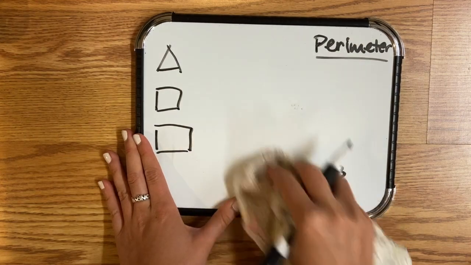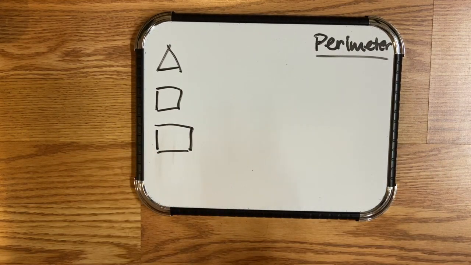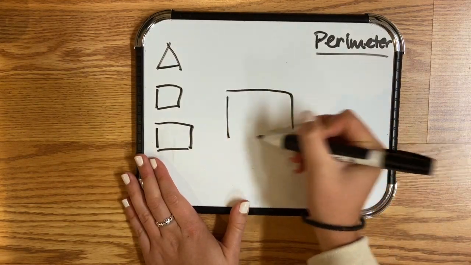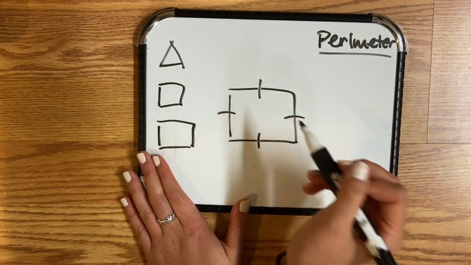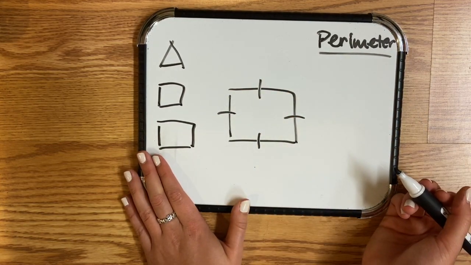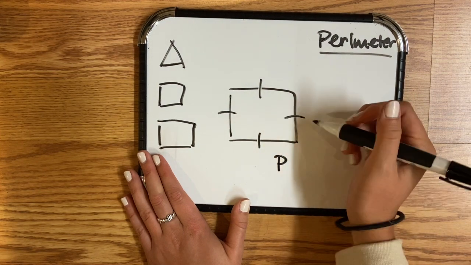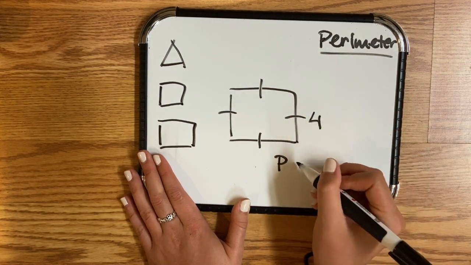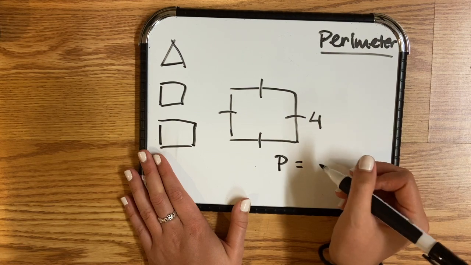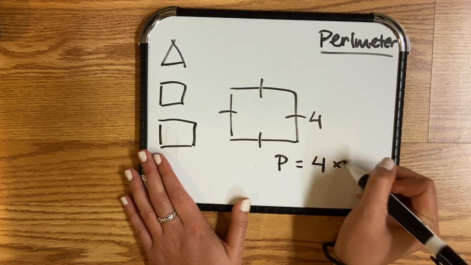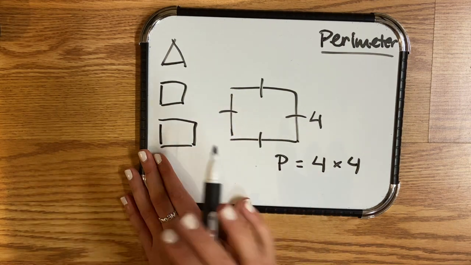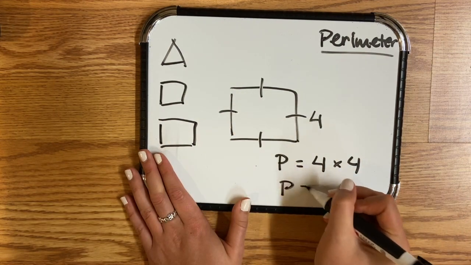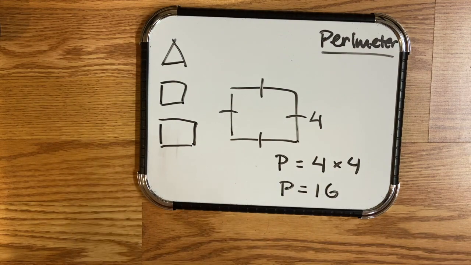Now let's try a square example. We know that what makes a square is that all the sides are equal, right? So we can do the same thing. To get perimeter, let's say one side is 4. That means they're all 4. So we can just say 4 times 4, because each side is 4 in length and there are 4 sides. So we get a perimeter of 16.